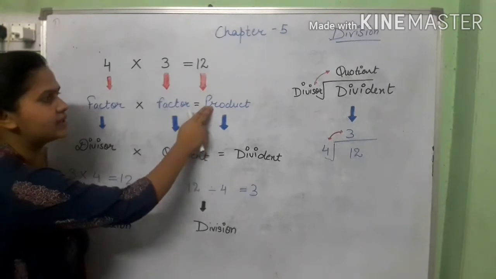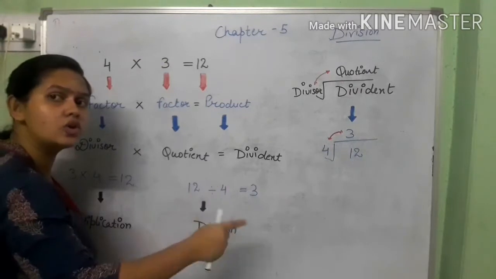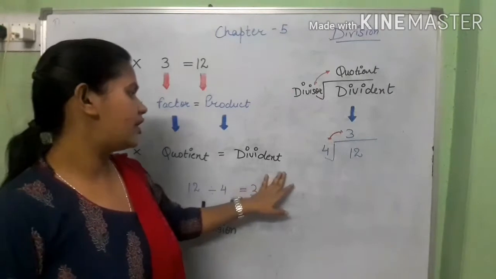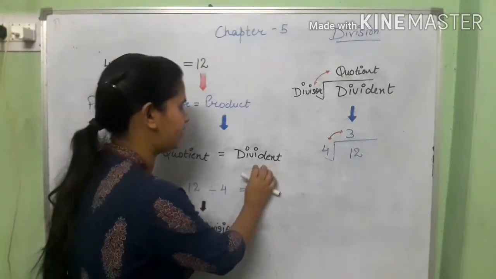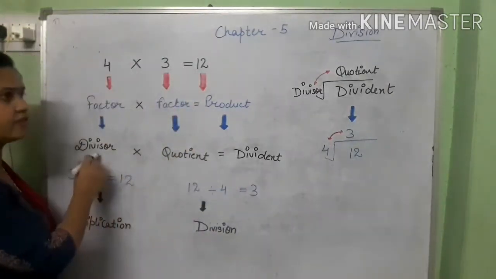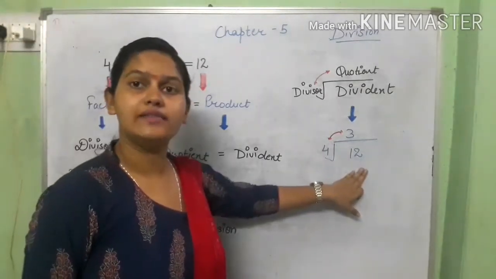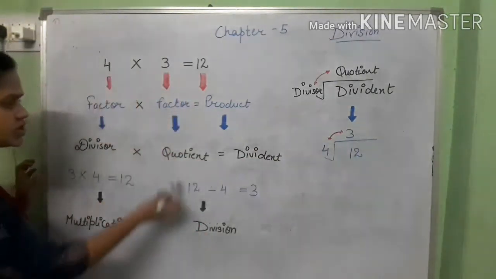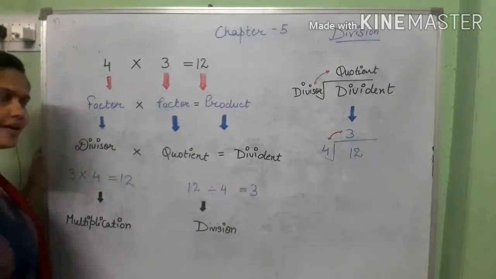The product will become the dividend, which means the number we have to divide, just like 12. We have the dividend 12, and the divisor, which we divide by, is 4. We have to divide 12 by 4, and the answer is the quotient. So the places of the dividend and quotient changed, right?